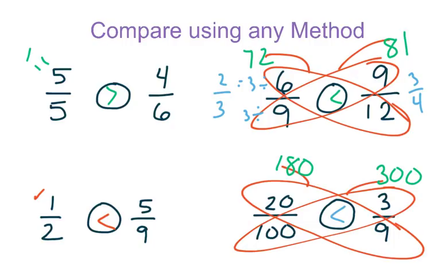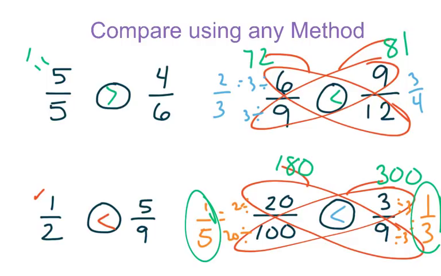3/9 is greater. I could have also simplified these fractions, and that would have helped me out. So here, if I divide by 20 and divide by 20, I would have been left with 1/5. Whereas for this one, if I divide by 3 and divide by 3, I'm left with 1/3. And here, really easily, when I have 1/3 and 1/5, I can determine that 1/3 is the greater fraction.